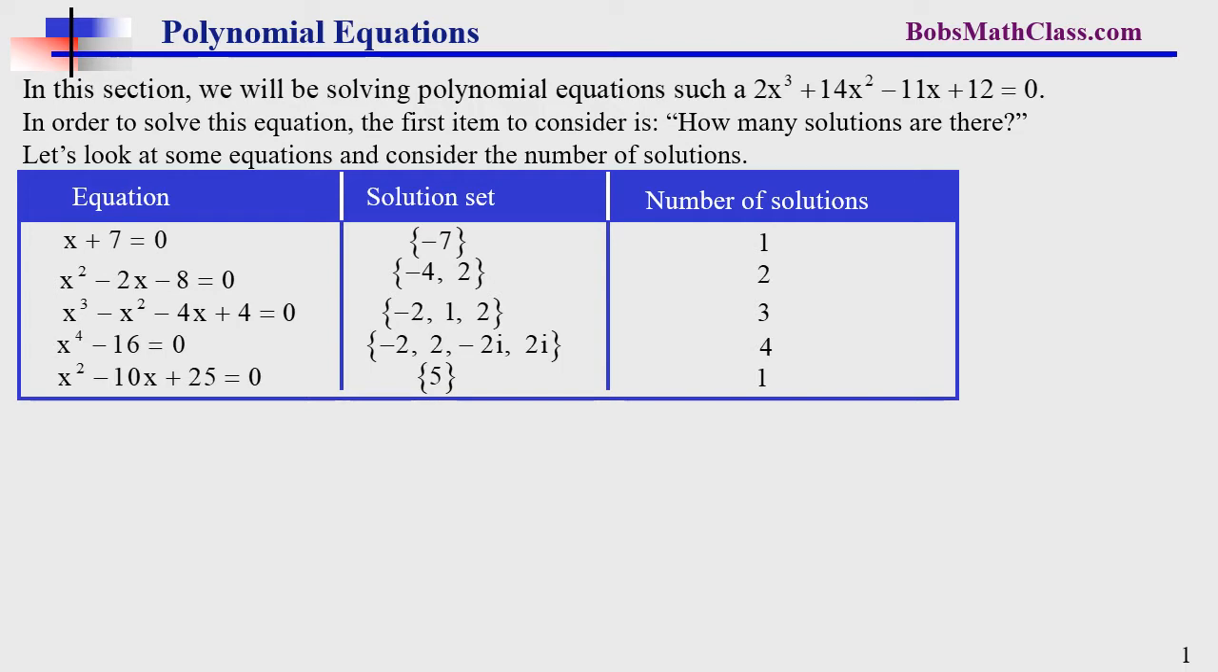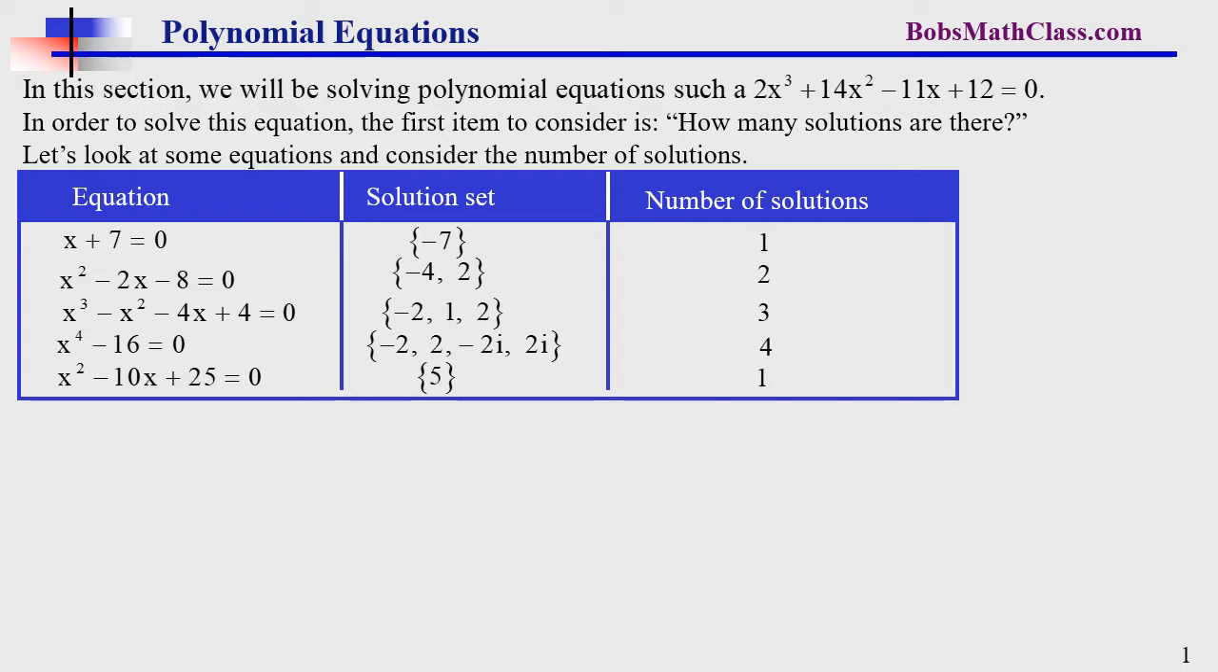So we're going to try to solve equations like this example, 2x to the third plus 14x squared minus 11x plus 12 equals 0. We'd like to think about how many solutions there are. Here are some examples of equations. x plus 7 equals 0. You can see that the answer to that equation is negative 7, right? There's one solution.